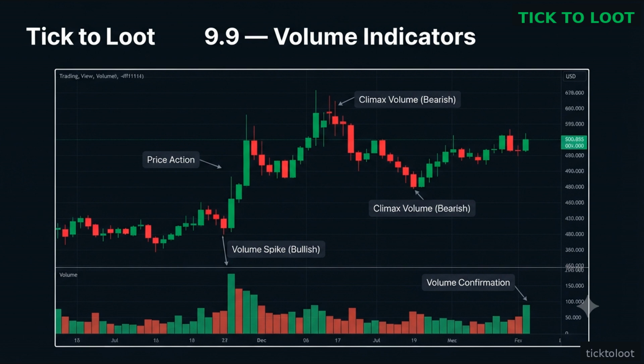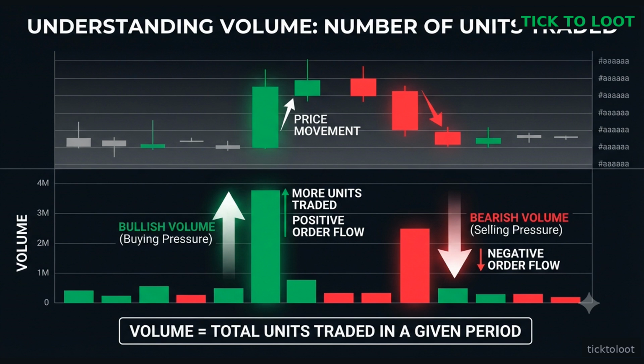Let's get into it. So what is volume? Simply put, volume is the number of units traded in a given period. It shows how much activity is behind a price move. Think of it like a busy street. If a lot of people are walking in one direction, it's likely that the street is popular and the movement is strong. But if only a few people are walking in that direction, it might not be as popular or sustainable. In trading, high volume on a move indicates strong conviction, while low volume on a move indicates weak conviction.